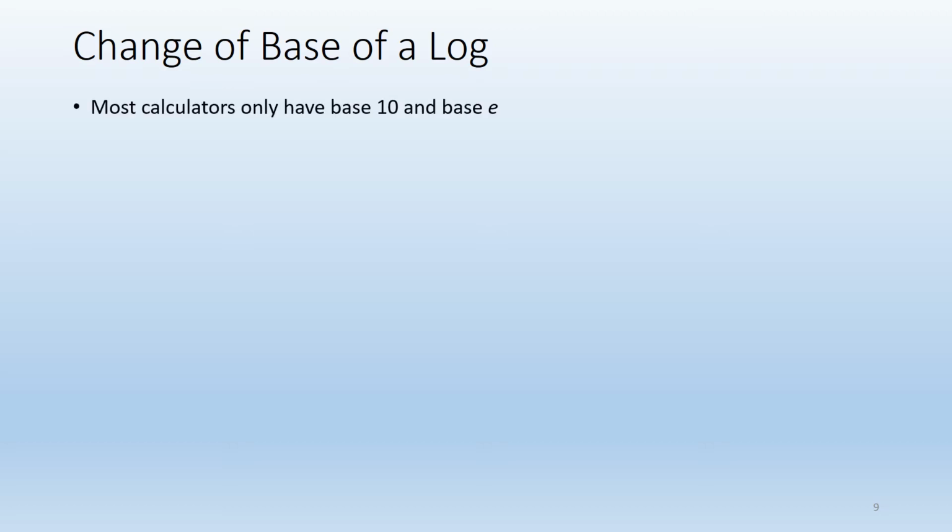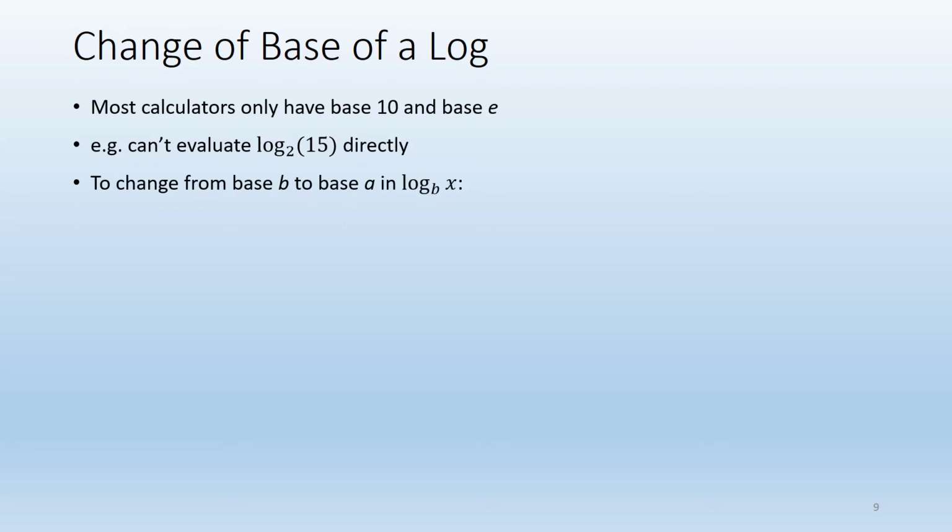Now, most calculators only have base 10 or e, so we need to change the base to be able to evaluate them. For example, if we want to work out what log base 2 of 15 is, we can't do that directly on most calculators. So to change the base from some base b, like 2 in this example, to some other base a, like 10 or e that we can use on our calculator, we start off by writing the log that we're trying to figure out as m, where m is the number we're trying to find.